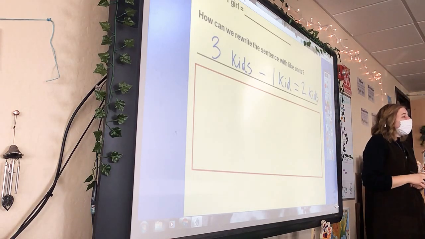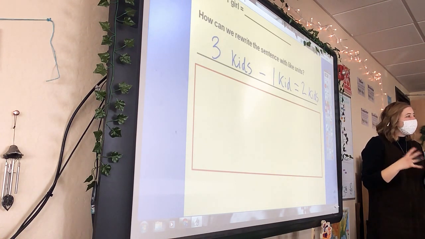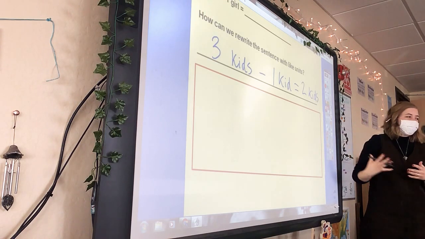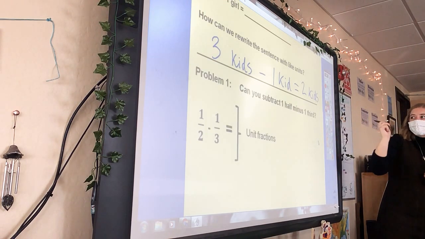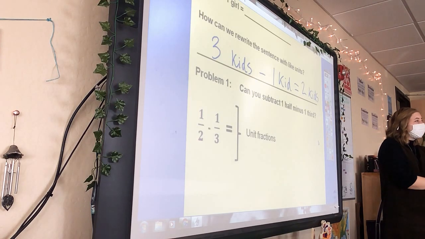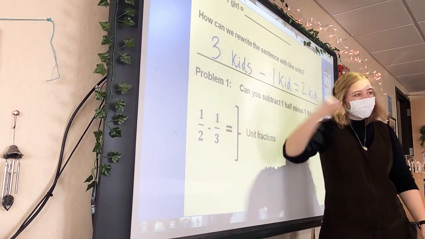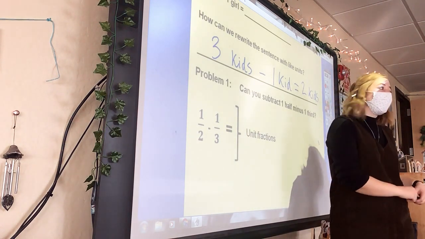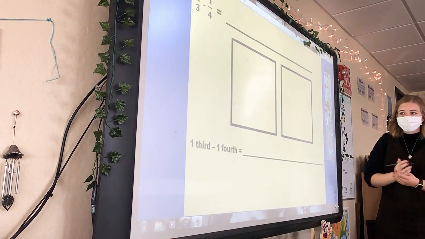So, we can't subtract if they don't have the same unit, right? We can't take a girl away from a boy. They have to be the same unit, okay? All right, cool. So here, can I subtract 1/3 minus 1/2? Can I take 1/3 away from 1/2? I mean, no, I cannot. And we're going to learn how to do that.